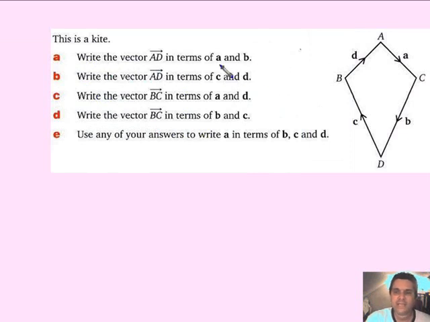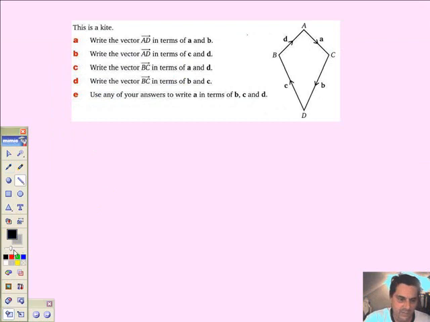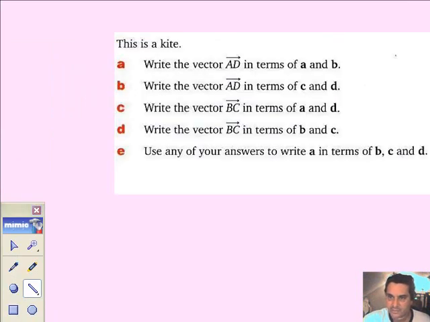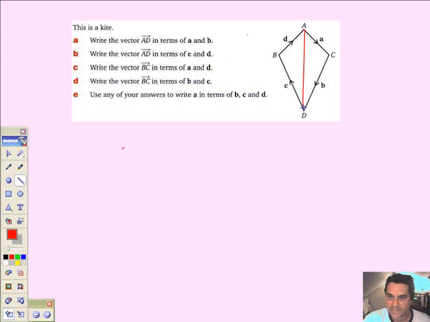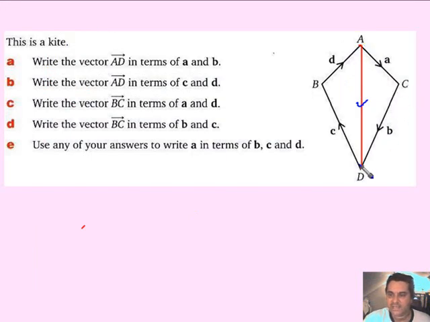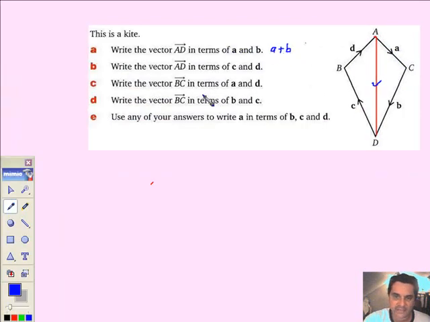Write the vector AD in terms of A and B. AD, so I want to go from there to there. You go from A to D directly, and that means you need to have an arrow on it. How do we go there? We go from A to C and C to D, therefore that's going to be A plus B as little vectors.